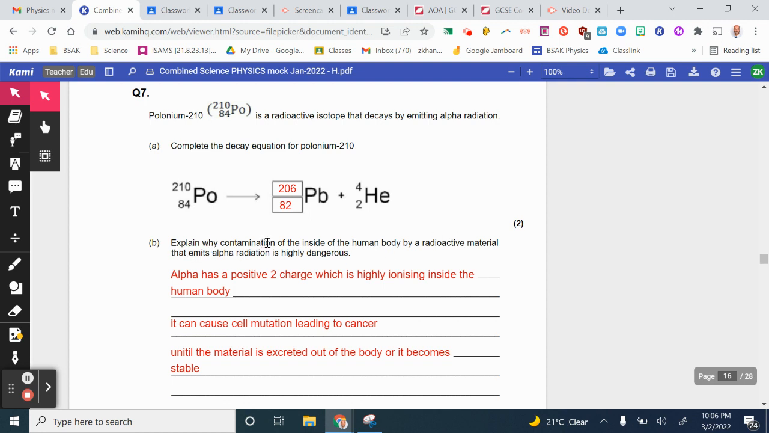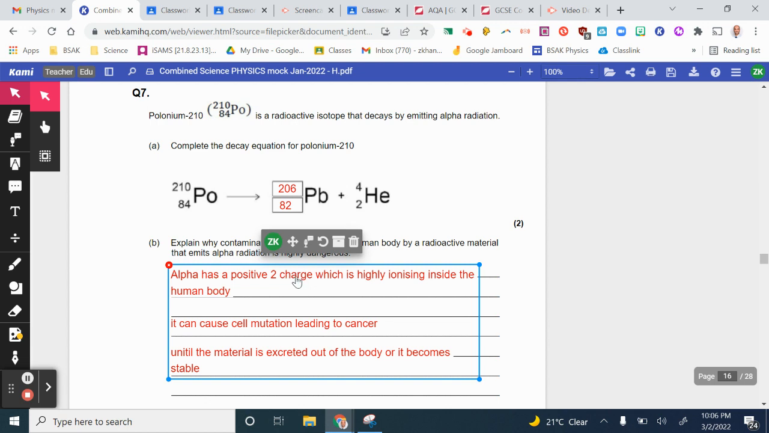So why is contamination of the inside dangerous? Explain why contamination of the inside of the human body by radioactive material that emits alpha radiation is highly dangerous. So if you have an alpha source inside the body, the reason why it's dangerous is because it has this positive two charge, which causes it to become highly ionizing, and due to its high mass. So combined with the very high mass and this positive charge, it is highly ionizing inside the body.